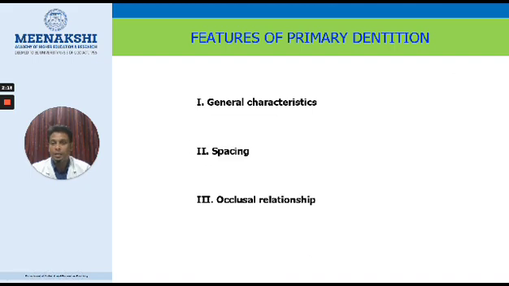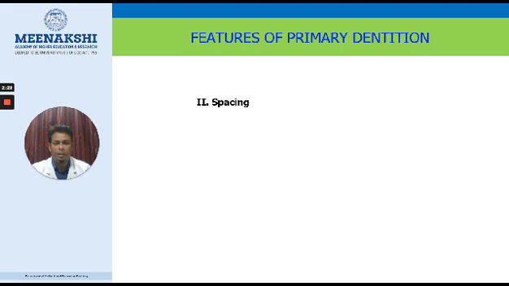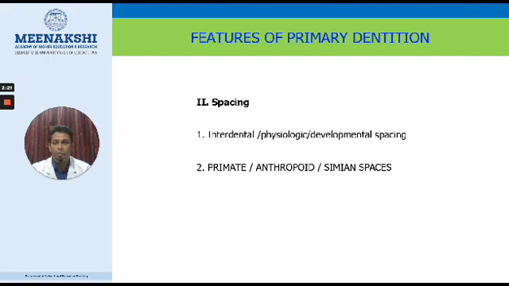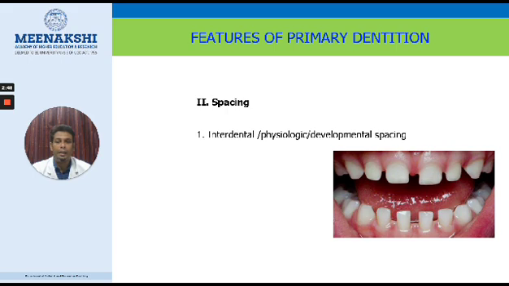Next, we'll go to the second feature of the primary dentition, which is spacing. Coming to spacing, there are two important spaces present in the primary dentition. The first one is interdental spaces, which is also known as physiologic spaces or developmental spacing. The second space, which is unique to primary dentition, is the primate or anthropoid or simian spaces. Let us see the first one, the interdental or physiologic or developmental spacing.